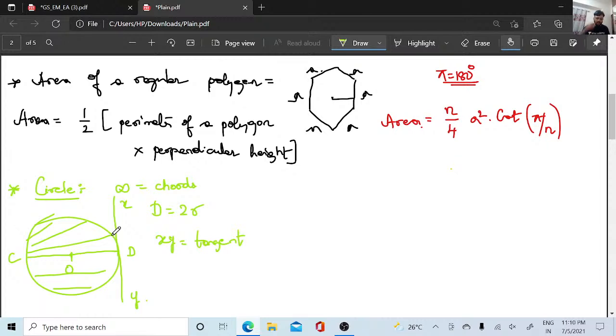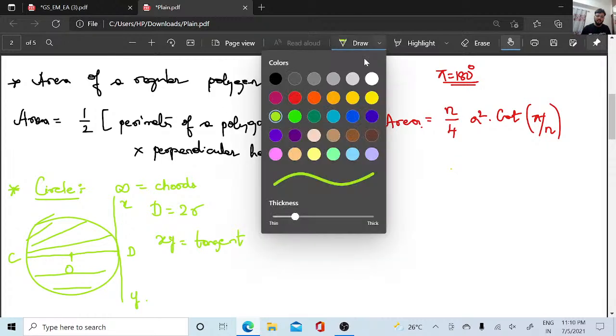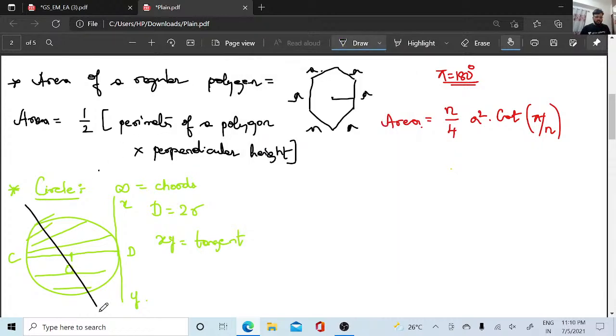If I draw a line here, this line LM, with L here and M here, is called an intersection line. And what is the angle of a circle? The angle throughout this circle is 360 degrees.